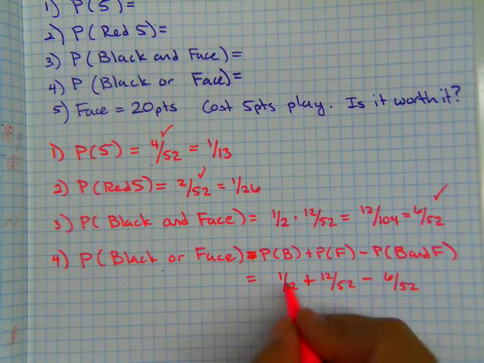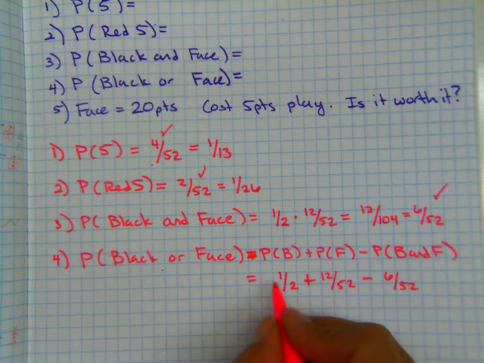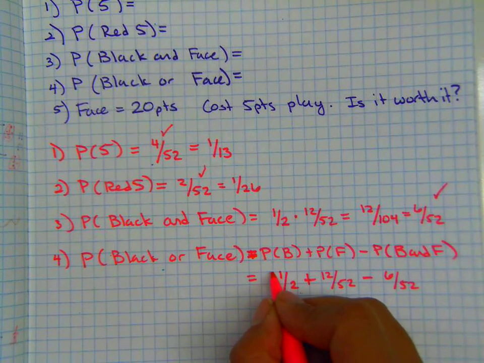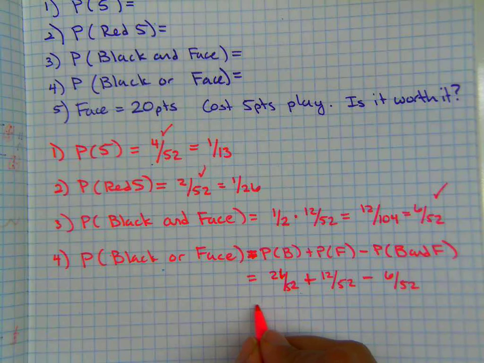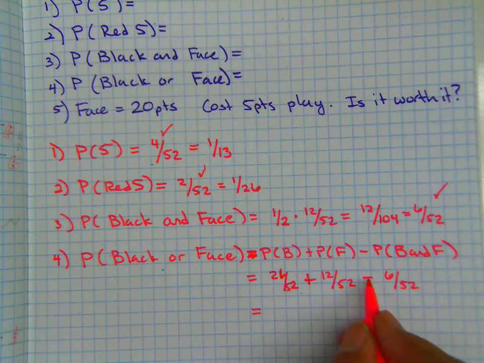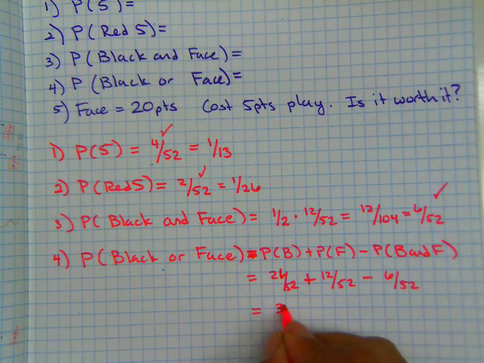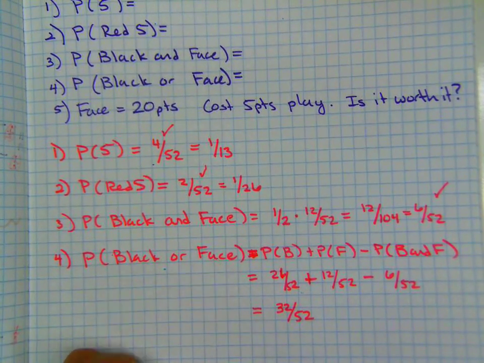This would have been better if I left this as a fraction, not reduced. So half the cards are 26, so I'm just going to change that to 26 over 52. Now I have a common denominator. So 26 plus 12 is 38. 38 minus 6 is 32. So 32 out of 52 cards are black or they have a face on them.